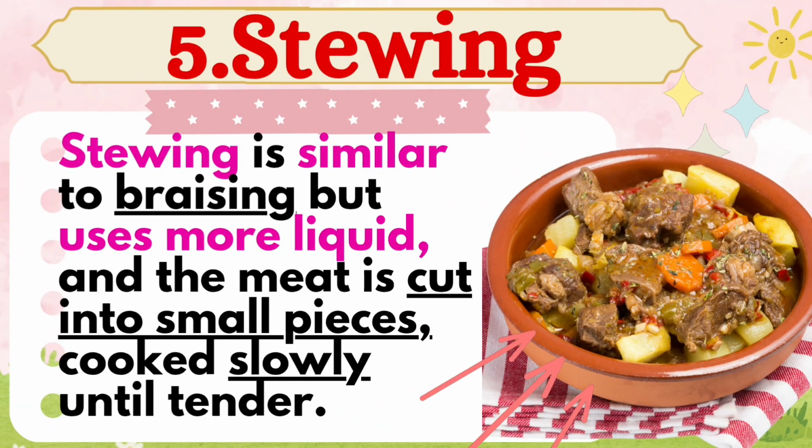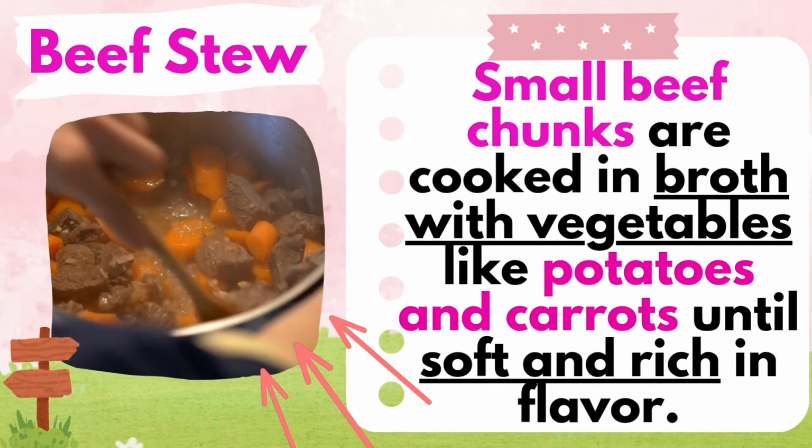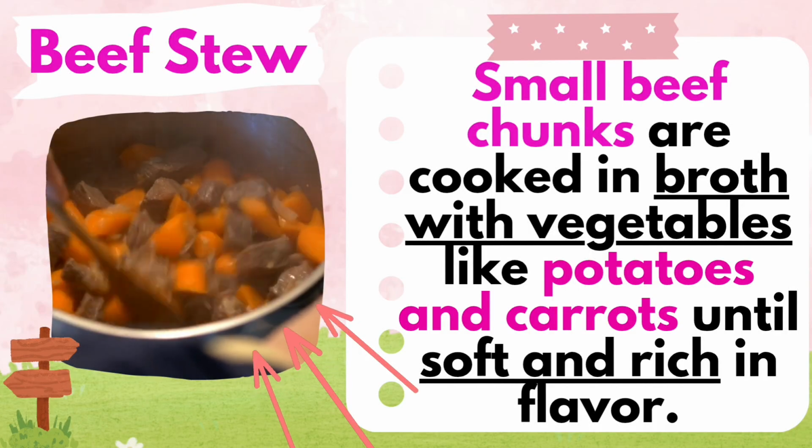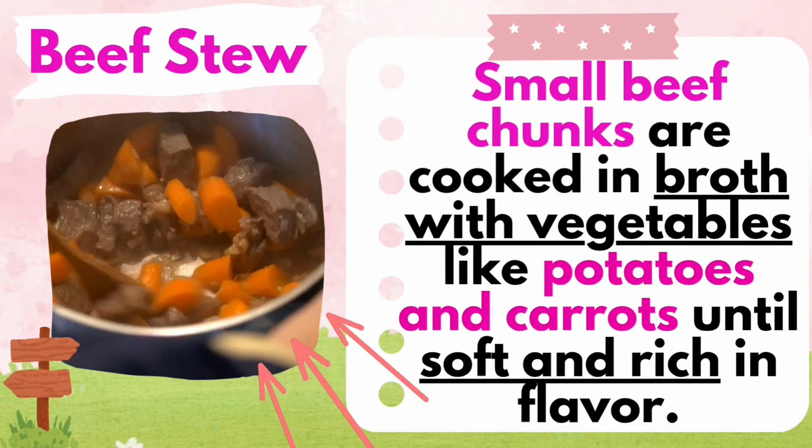5. Stewing. Stewing is similar to braising, but uses more liquid and the meat is cut into small pieces cooked slowly until tender. Beef stew. Small beef chunks are cooked in broth with vegetables like potatoes and carrots until soft and rich in flavor.